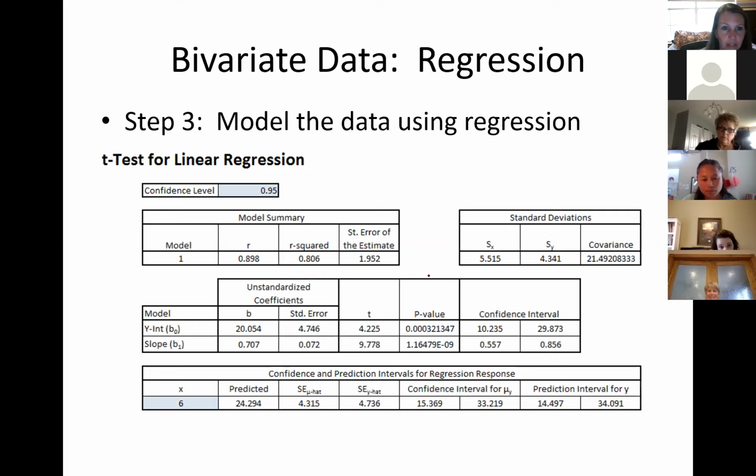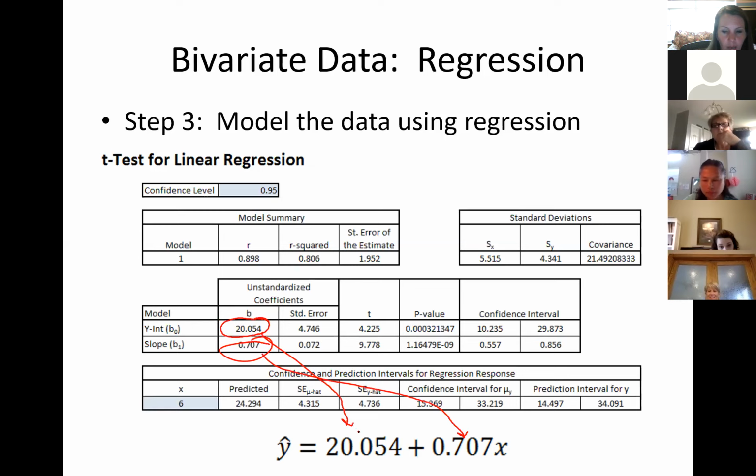All right, the next step is to model the data using regression. So in, again, our Excel output, we're given the values for B naught and B1. So they're over here in our coefficients table. So the top number is going to be the intercept, and the bottom number is going to be the slope. So we can create our regression equation using those numbers. So I just plop those in right down here to create my regression equation.